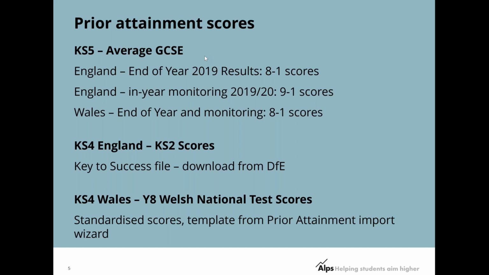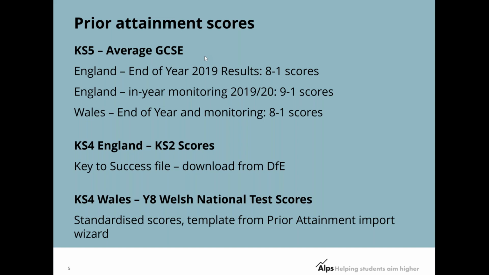For Wales, for end of year and monitoring, we are still using the 8 to 1 scores for both, so that's slightly easier. For Key Stage 4 England, you can import your Key to Success file that you download from the DFE. If you get that in a CSV format, then you can import that straight in. As long as you map those UPNs in that first step when you're importing your student information, then that will match up and it will calculate it all for you, and that's by far the easiest way to do it.